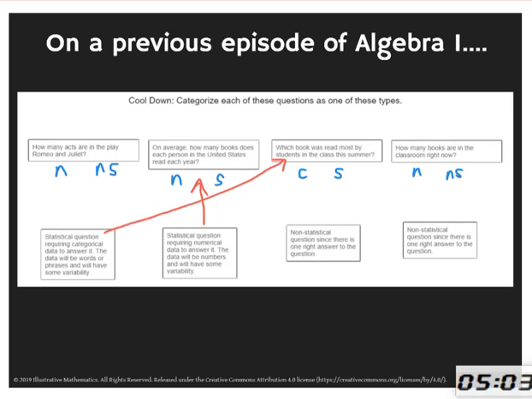The last two, non-statistical question. They're both non-statistical questions, right? And so that would be both of those. They're both the same answer, okay? So hopefully that is what you got. We're gonna take another step in this next lesson, and so I'm excited to get started.